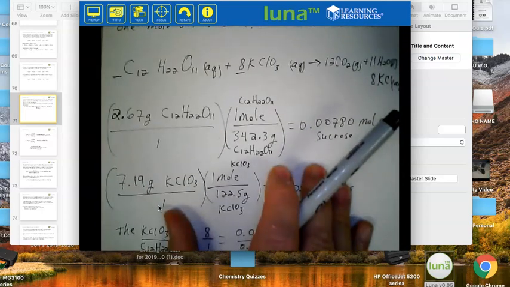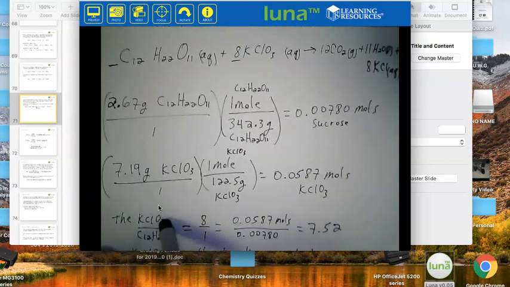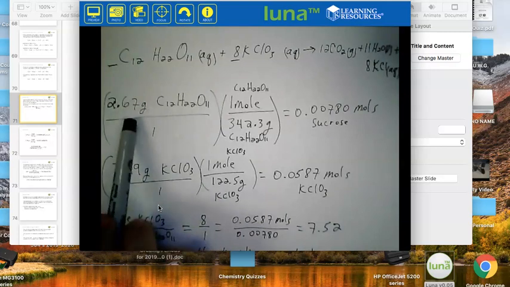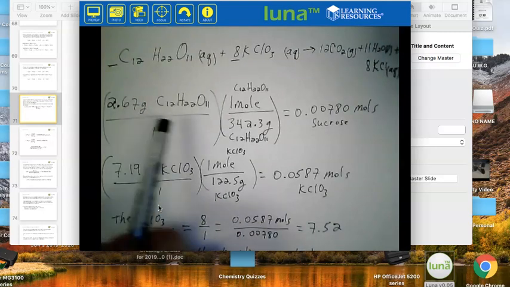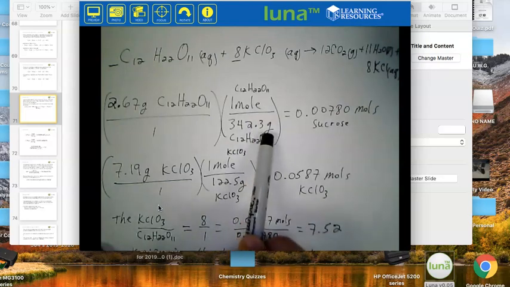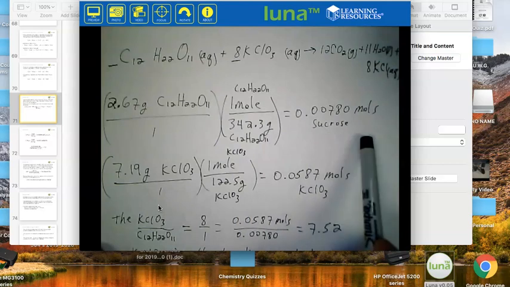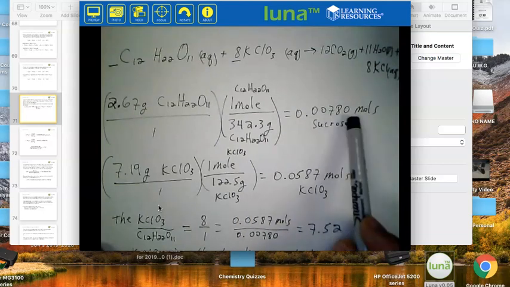Let's figure out how many moles we have of our starting reactants. When I do a molar conversion here, this is my molar mass for sucrose. Converting from grams to moles, I get 0.00780 moles of sucrose.